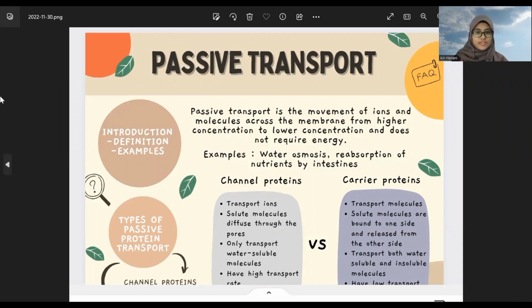We are from Group 7 and today we will present to all of you about passive transport. First and foremost, passive transport is the movement of ions and molecules across the membrane from higher concentration to lower concentration. Or in other words, the substance moves down the concentration gradient. Furthermore, passive transport does not require any energy to move the substance. There are a few examples of passive transport, such as water osmosis and reabsorption of nutrients by the human intestines.